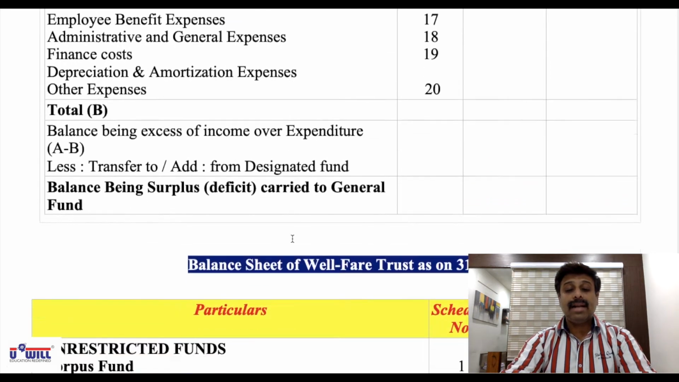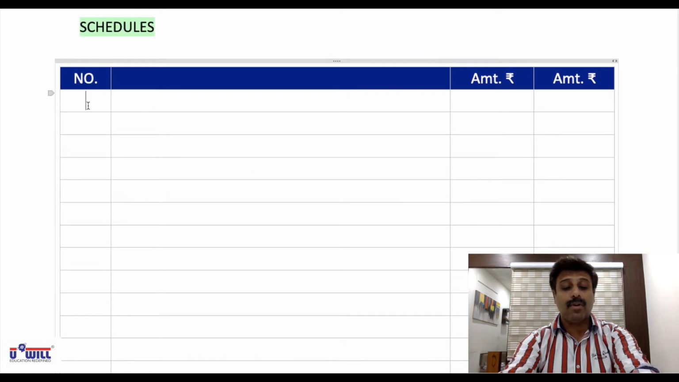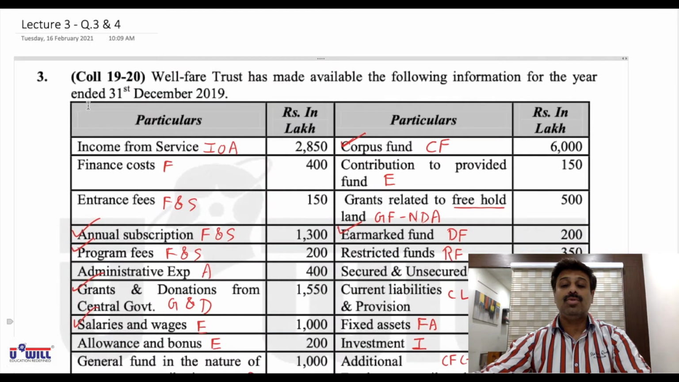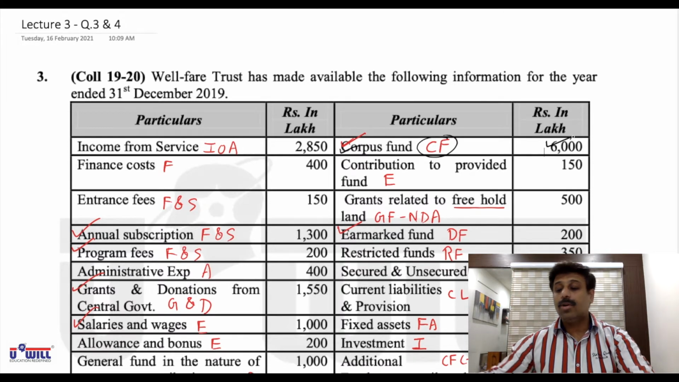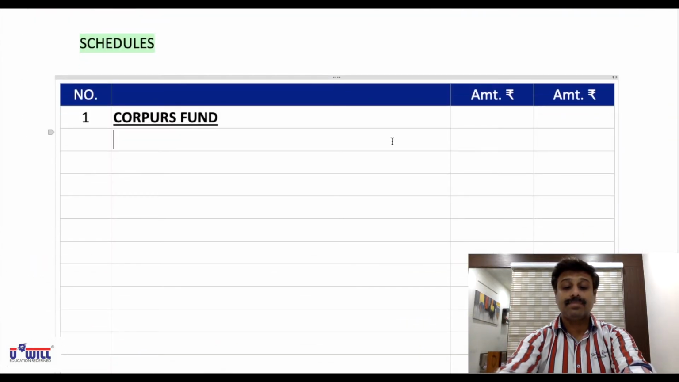Okay, let's start with it now. First we make the schedules. So schedule number 1 will start from the balance sheet. First schedule will be for corpus fund. Now CF marked items. So 6,000 we record for corpus fund first, as the opening balance.